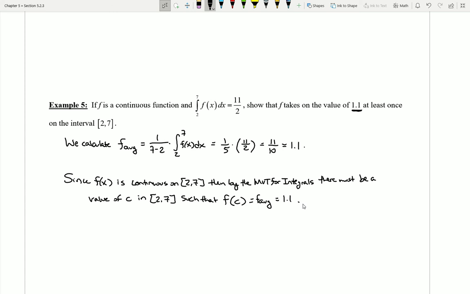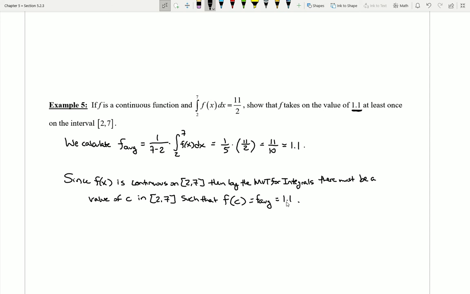Notice I didn't have to find what the value of c was. This sometimes is, again, something that consistently throws people off with the mean value theorem, the intermediate value theorem, the extreme value theorem. All of these theorems are just telling us that a value exists. It doesn't tell us what the value is, but it guarantees that it's out there. So the mean value theorem for integrals here has guaranteed us that there is a value of x I could plug in that generates 1.1. I don't know what it is, I don't know where it is, but I know it's out there.